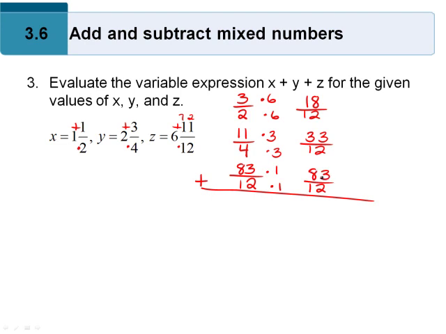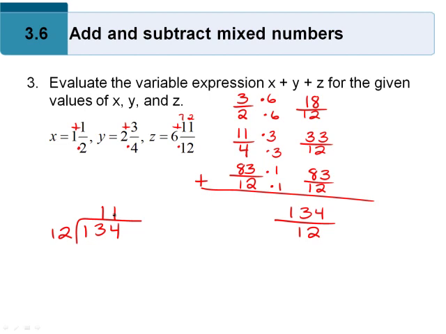So you're talking about some pretty big numbers there. Okay? So we are going to add all of our numerators. 18 plus 33 plus 83 equals 134 over 12. Okay? So now I need to change that to a mixed number. 134 divided by 12. So you put 134 in your calculator, divided by 12, comes out to 11 point blah blah blah.